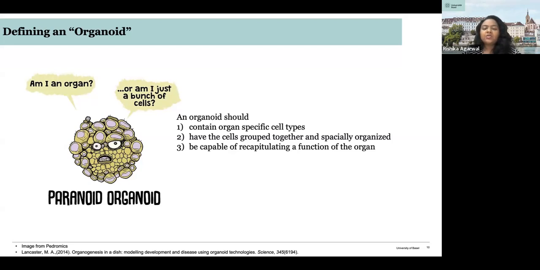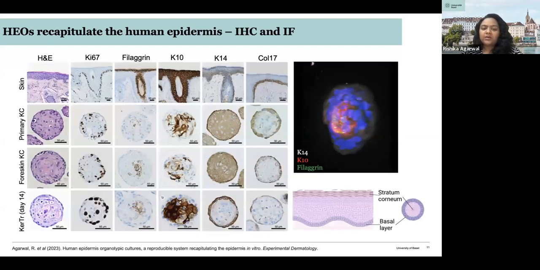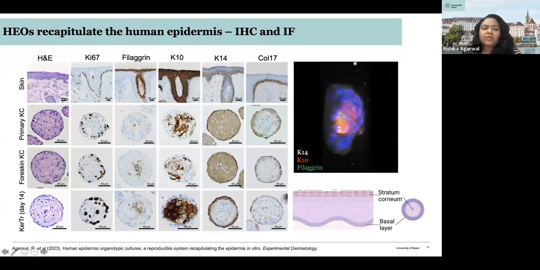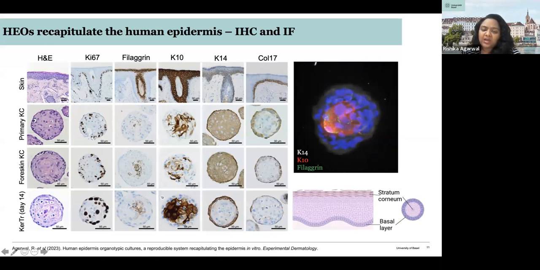And so to fulfill these criteria, to show that the cells were specific to the epidermis, I performed immunohistochemistry and immunofluorescence stainings. So here in this upper panel, you see what human skin looks like. And so you see that these markers, Ki67, keratin 14, and collagen 17, are expressed in this lowermost layer of the epidermis, which is the basal layer. And correspondingly, in the organoids, you notice that these markers are expressed on the periphery of the organoid.